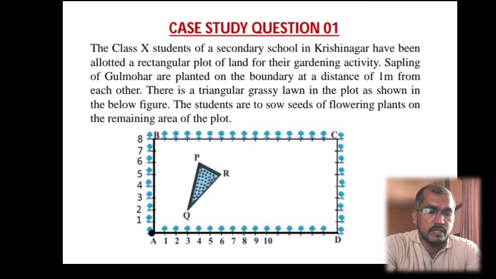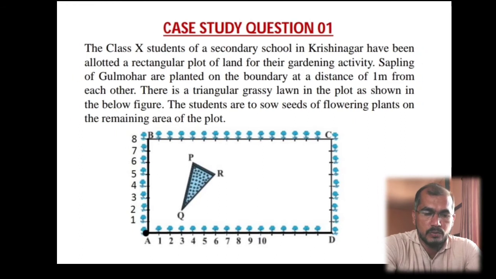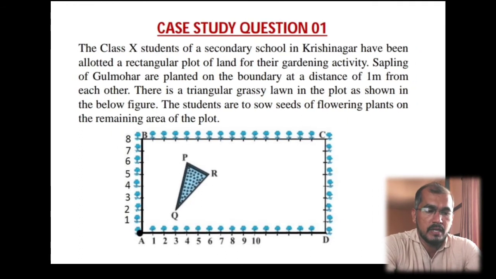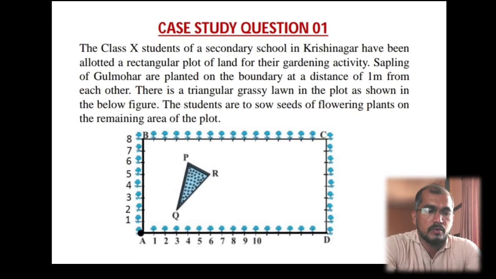For this question we have a graph. This problem is related to which topic? It is coordinate geometry. You have to identify that first. ABCD is a rectangular plot. AD is the x-axis and AB is the y-axis, and each section is 1 meter. PQR is the triangle. For that we have to find the answers to the questions.